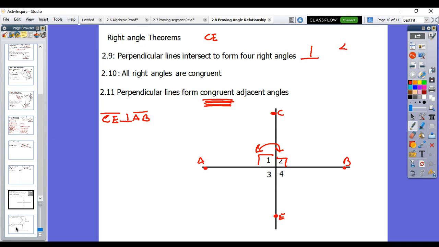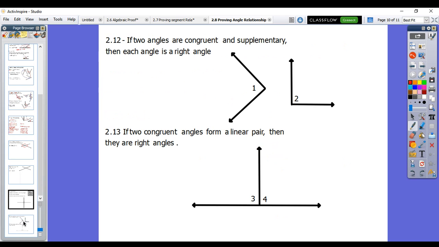And the last couple of things to talk about here is, if we know two angles are congruent and supplementary, say angle 1 equals angle 2, and angle 1 plus angle 2 equals 180, the only way they can both equal each other and both together equal 180 is if they're right angles. They're 90-degree angles. That's the important part right there.